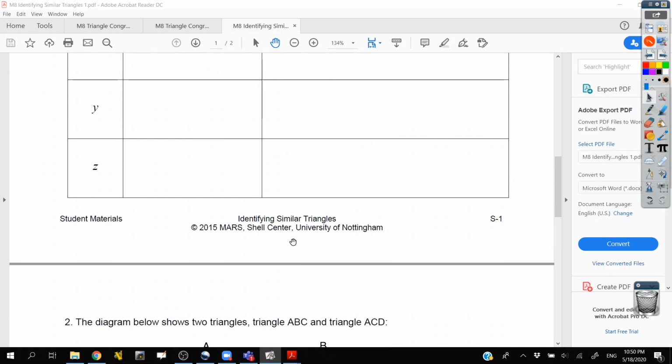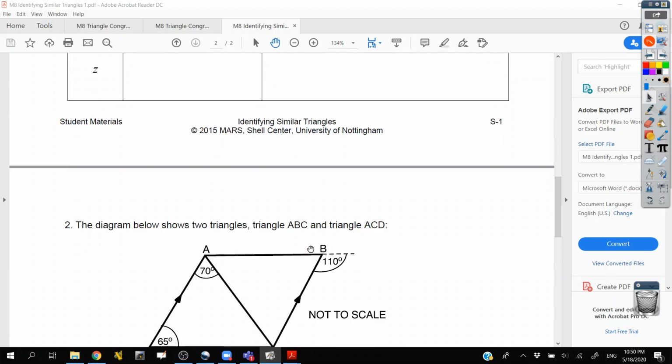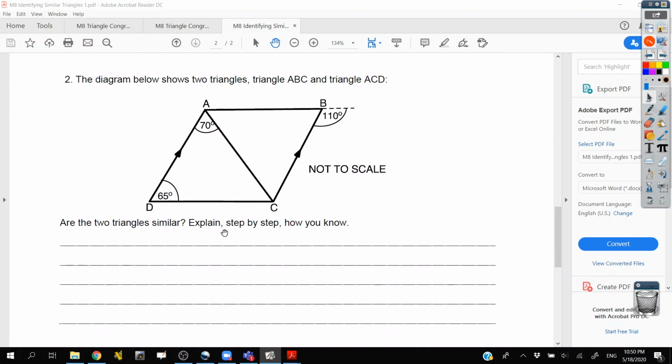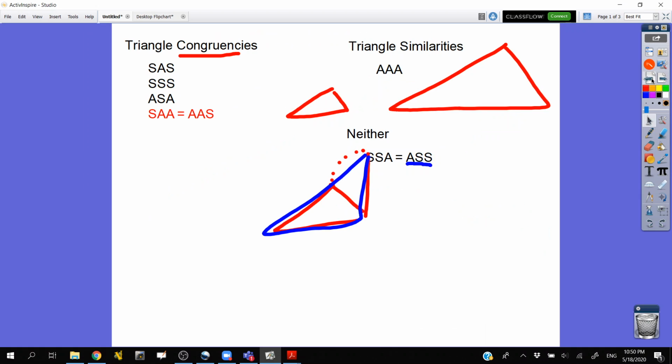Once you've decided about those and told me why or why not, then I want you to come down and look at these and decide, are these two triangles similar? And remember, similarity is the same thing as we hit back here. Angle, angle, angle produces similarity. So that'll be the last piece you'll do, and I'm probably talking too much.